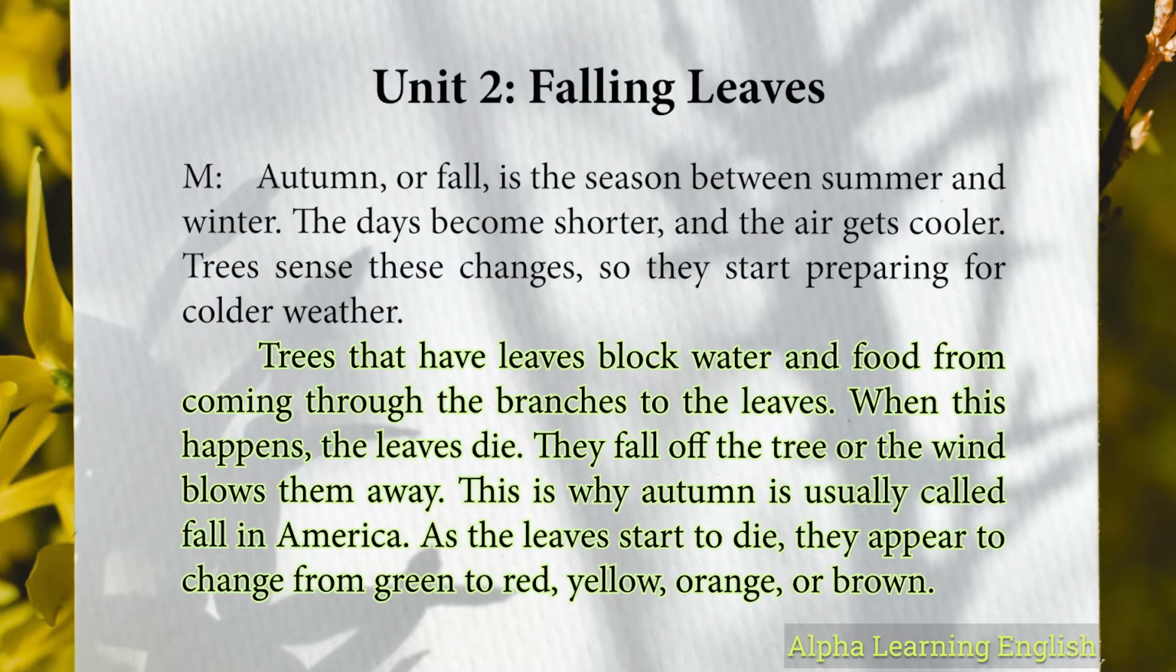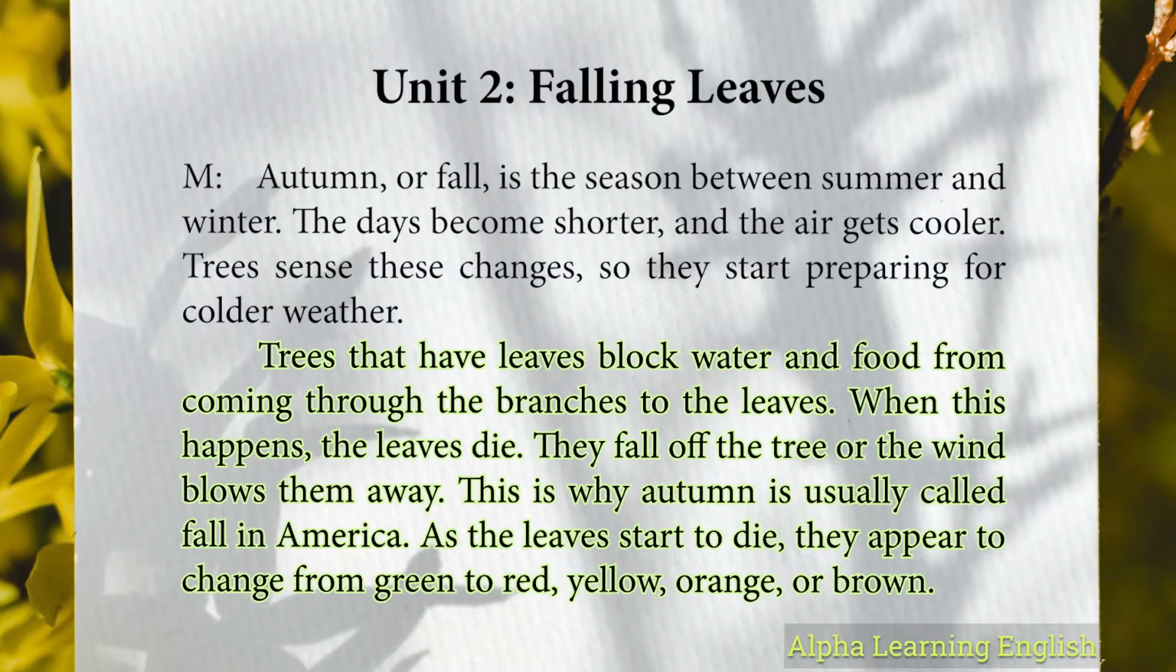Trees that have leaves block water and food from coming through the branches to the leaves. When this happens, the leaves die. They fall off the tree or the wind blows them away. This is why autumn is usually called fall in America.